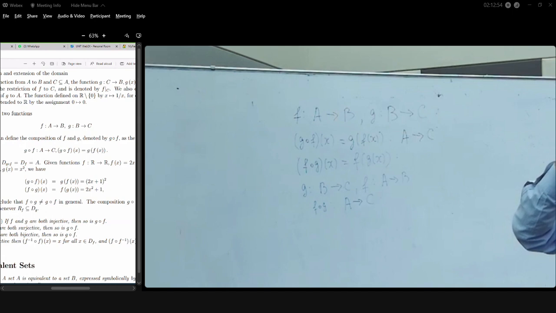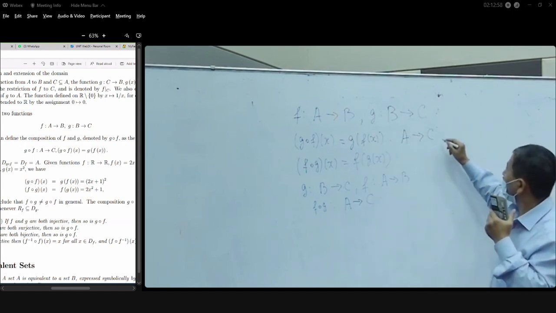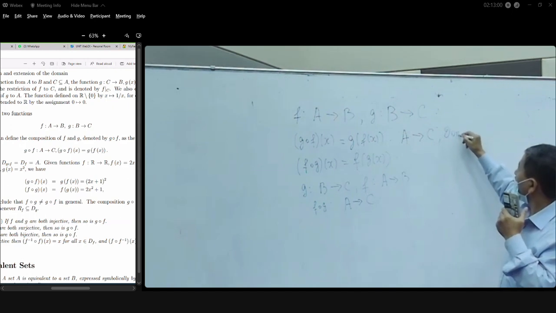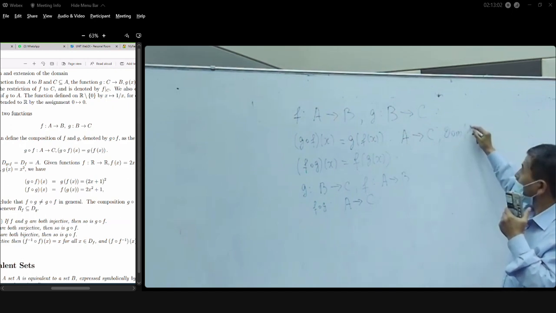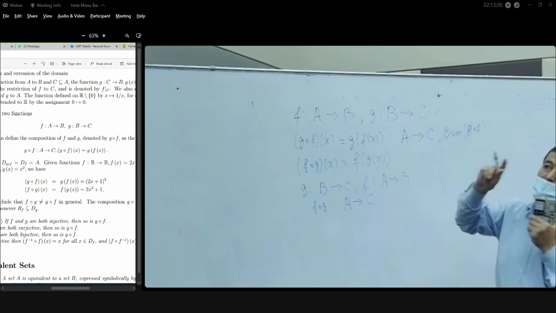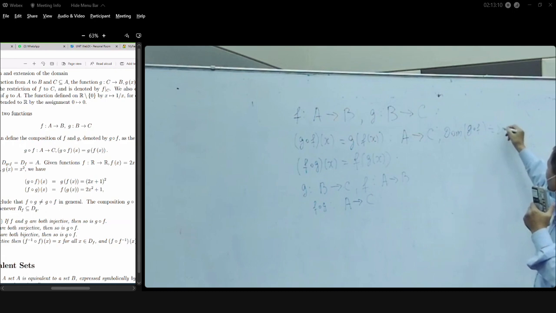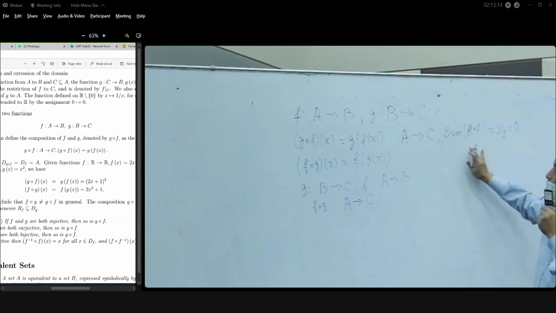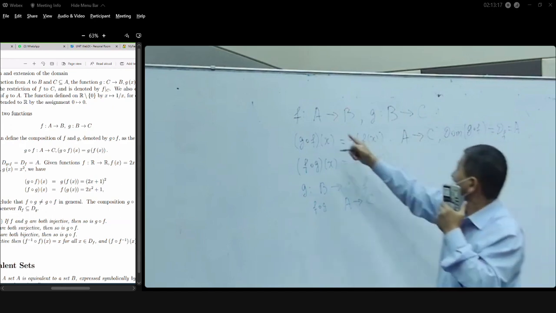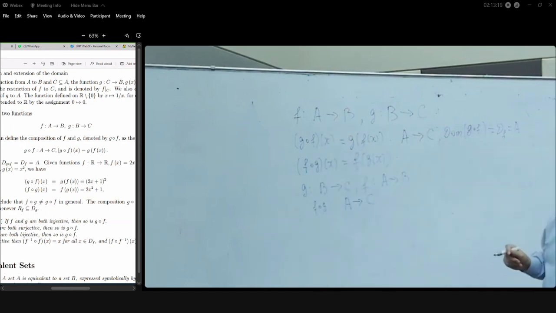Actually, the domain of the composition function is A. Please pay attention. The domain of the composition function g and f is equal to Df, which is A. The domain is the same as f. Okay, this is an example.